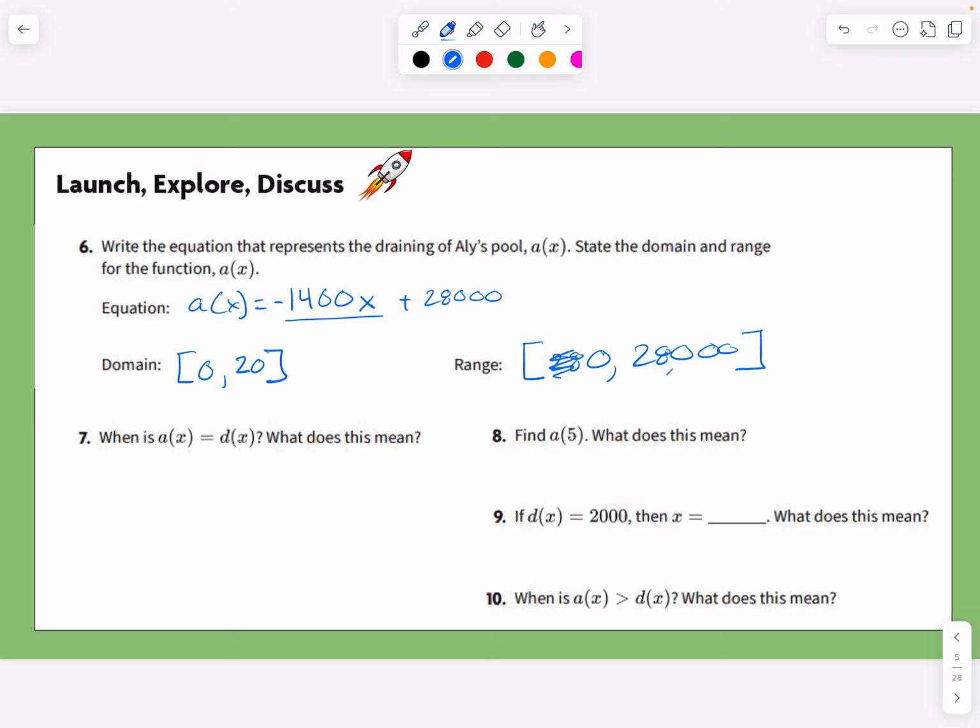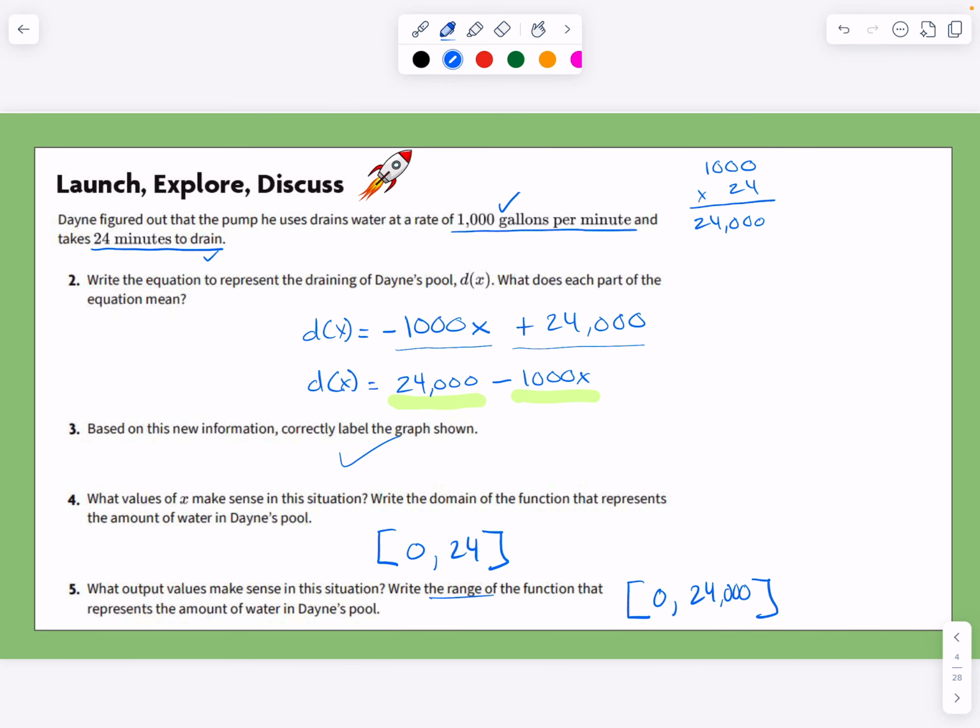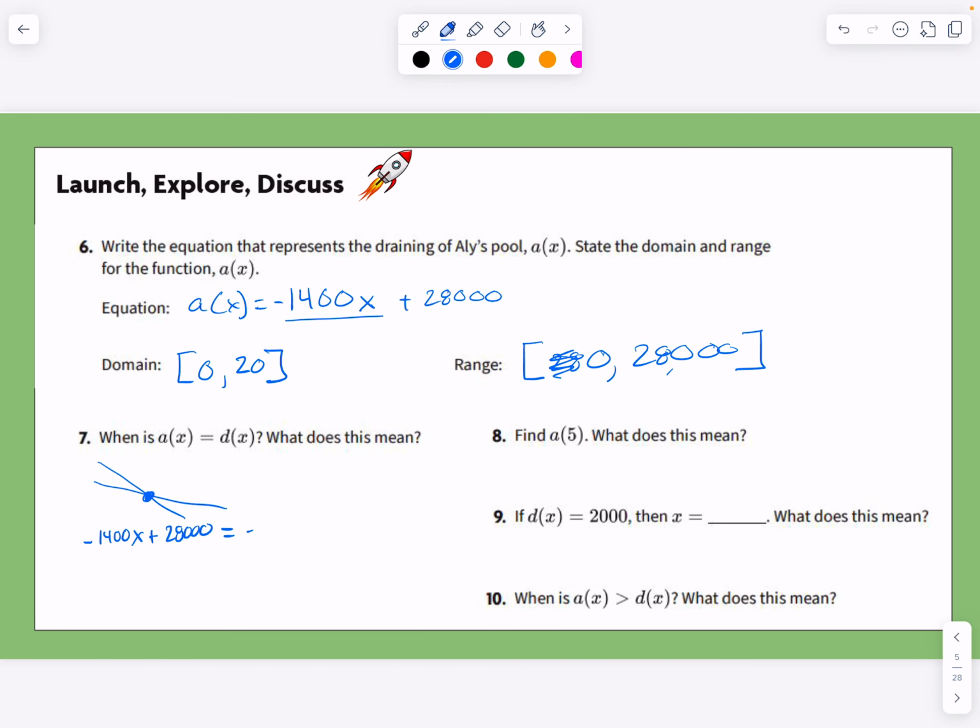Well, this is going to be the point at which those two lines cross each other. That's the point where the water level is the same and they have the same amount of water in there. So the even water mark, essentially. You could almost think of it like you could take your two equations and set them equal to each other. So you could take Allie's negative 1400x plus 28,000, and you could set that equal to Dayne's negative 1000x plus, what do we say for him, 24,000.